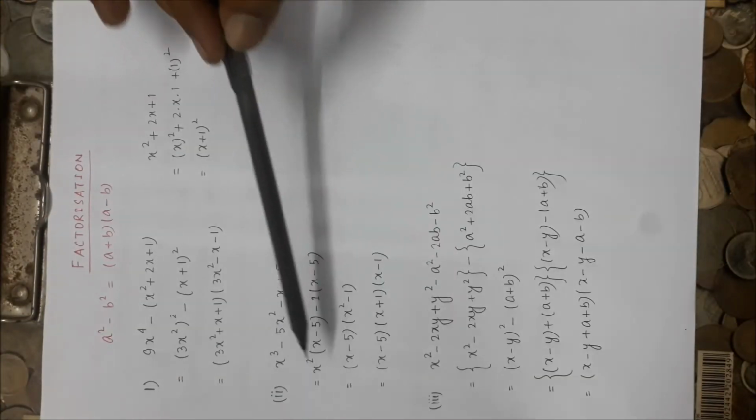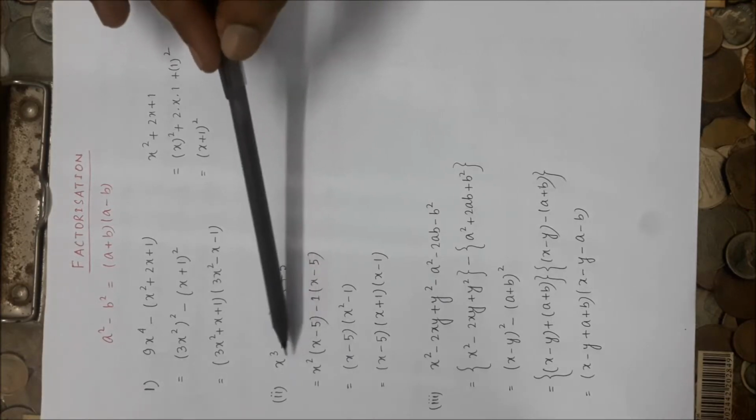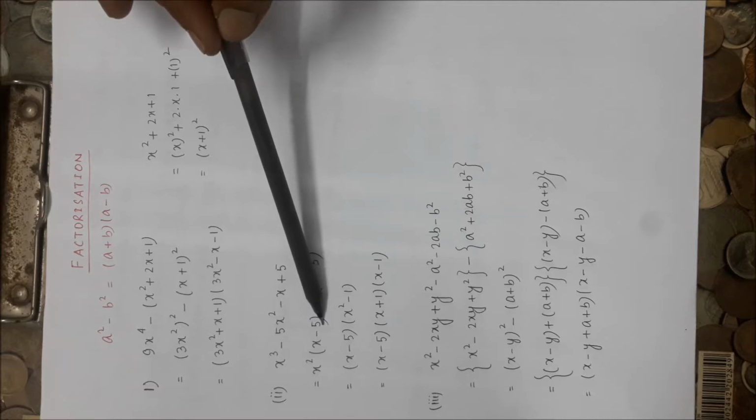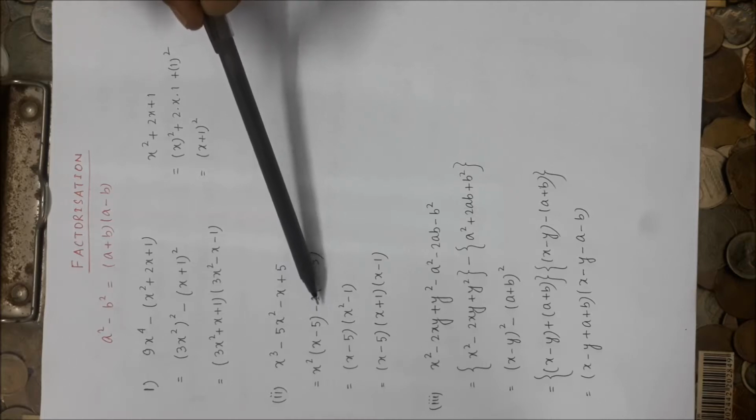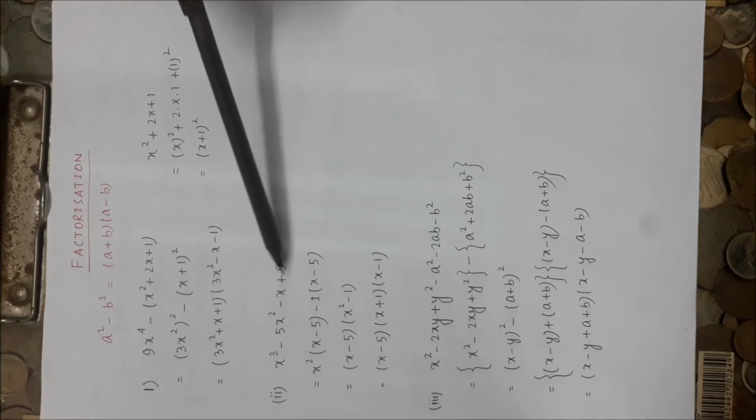Moving into the next problem, x cube minus 5x square minus x plus 5. So from the first two terms, we'll take x square as common. So we'll get x minus 5. x cube divided by x square equals x, minus 5x square divided by x square equals minus 5. And from these two terms, we can take minus 1 common. So we'll get x minus 5, because once you take minus common, each term will change its sign. So minus x will become x, plus 5 will become minus 5.